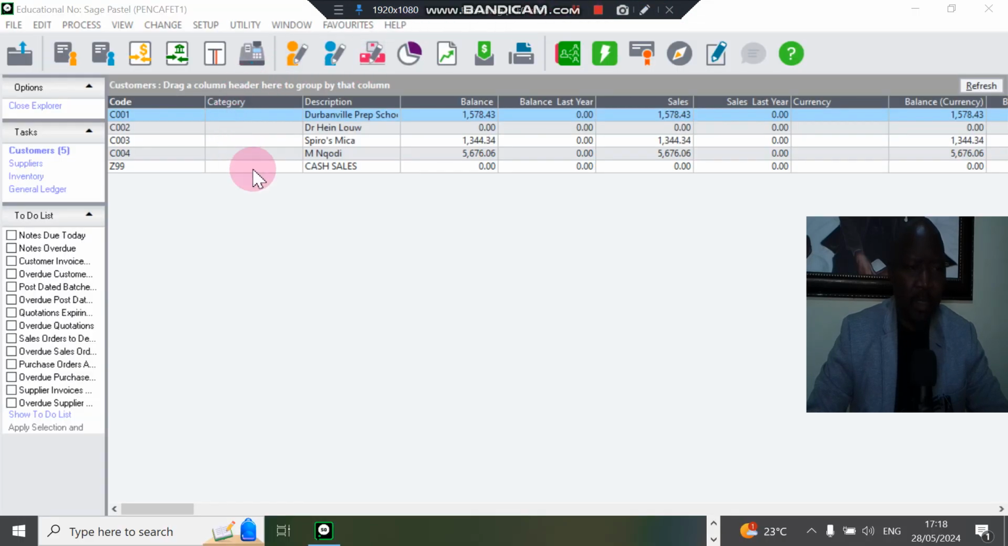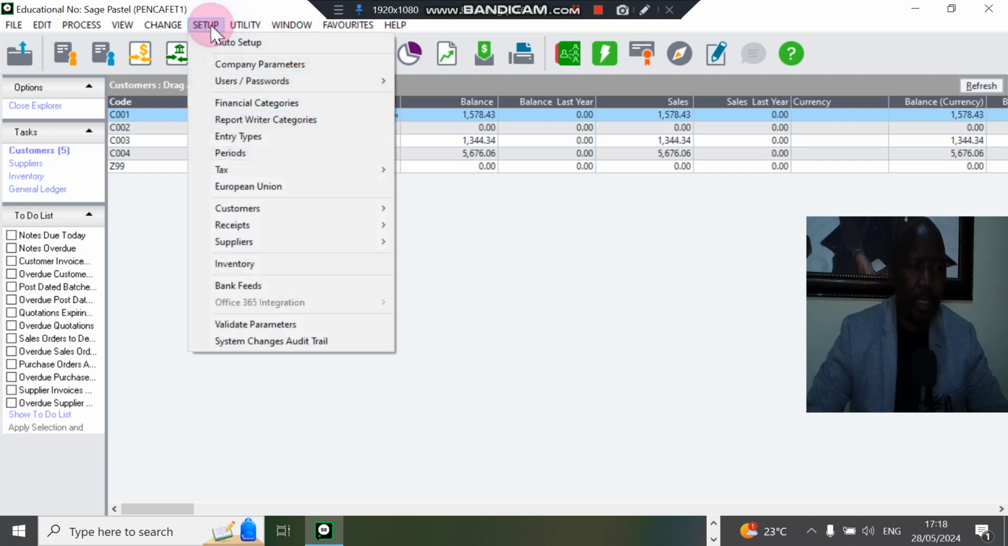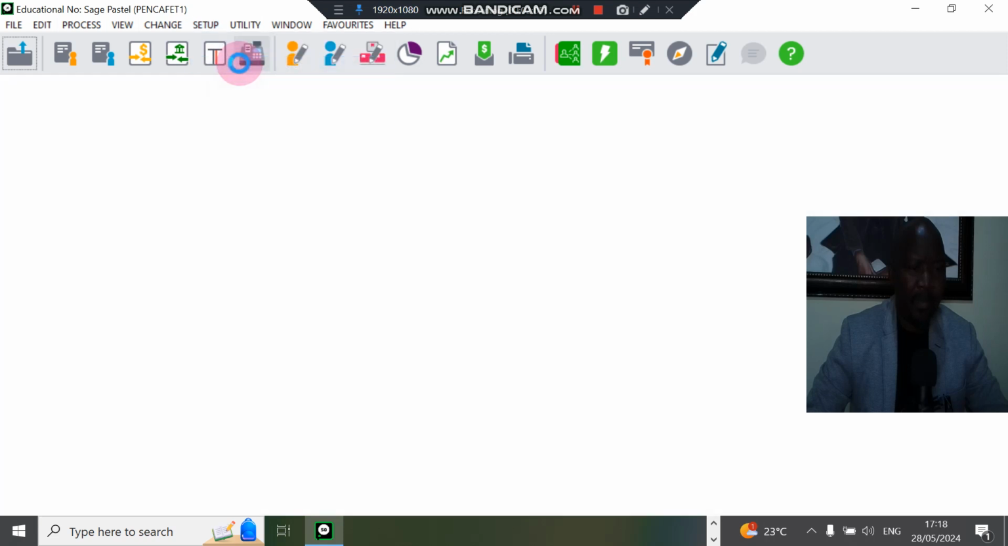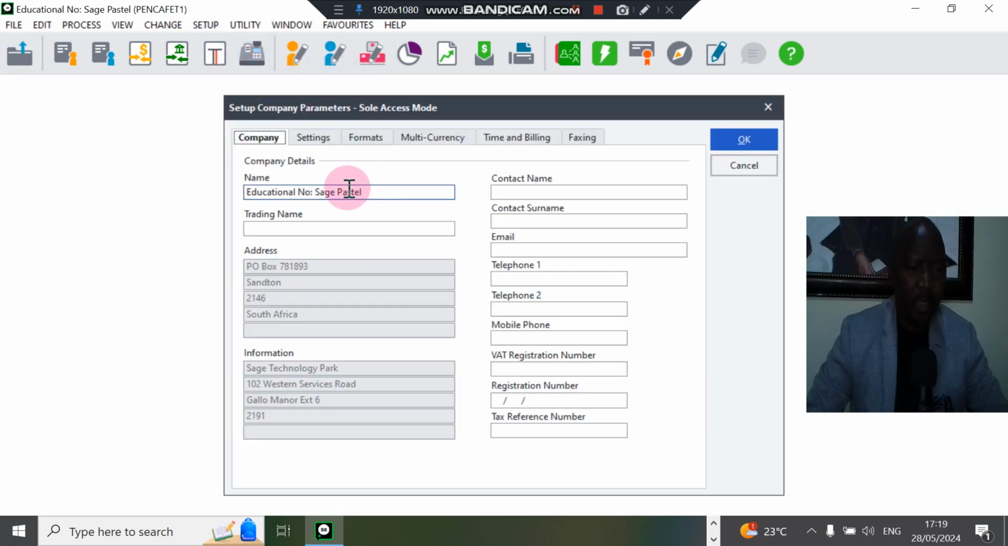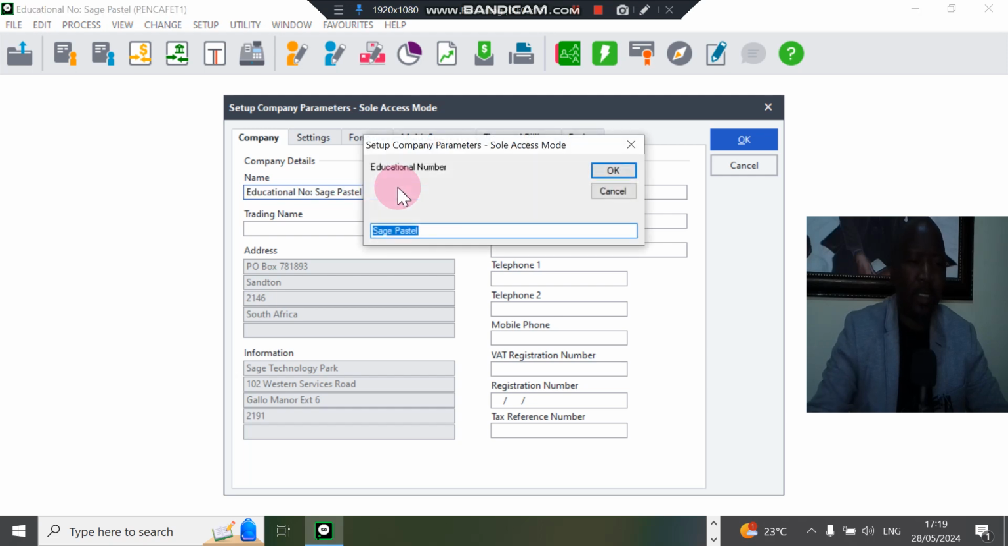Now, where do you enter your examination details? Firstly, you'll have opened the company, and then you will be given the password to open that company. Then you go to Setup, Company Parameters, and then you click in this area that says Name. It's going to turn blue. Then you press Control Shift T at the same time, and you delete whatever is in the area there, and you put your details.